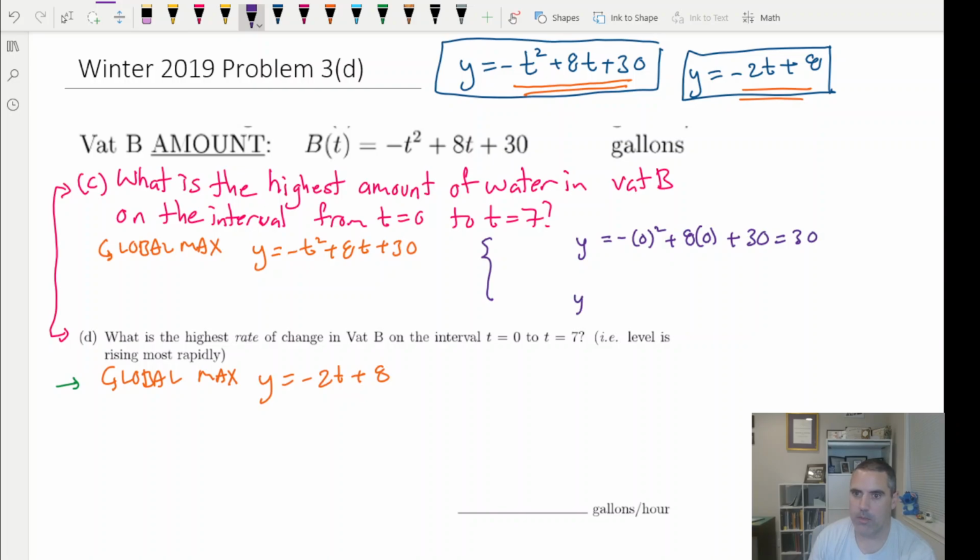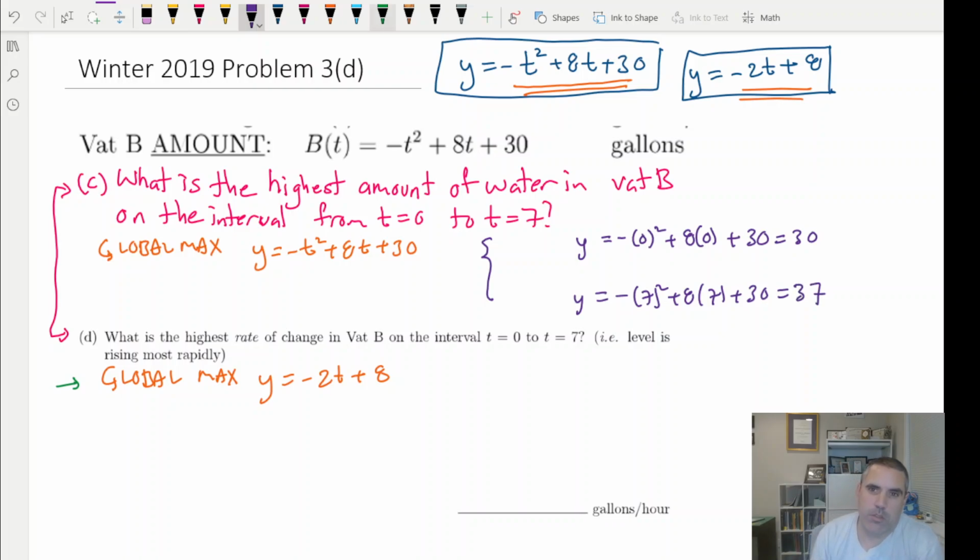Another y value would be negative 7 squared. This is not what the question asked, but I'll do it anyways. So that would be negative 49. I'm just going to do a quick calculation of this. I won't show you the calculator. Negative 49 plus 56 plus 30. Apologies here. So this is 37.